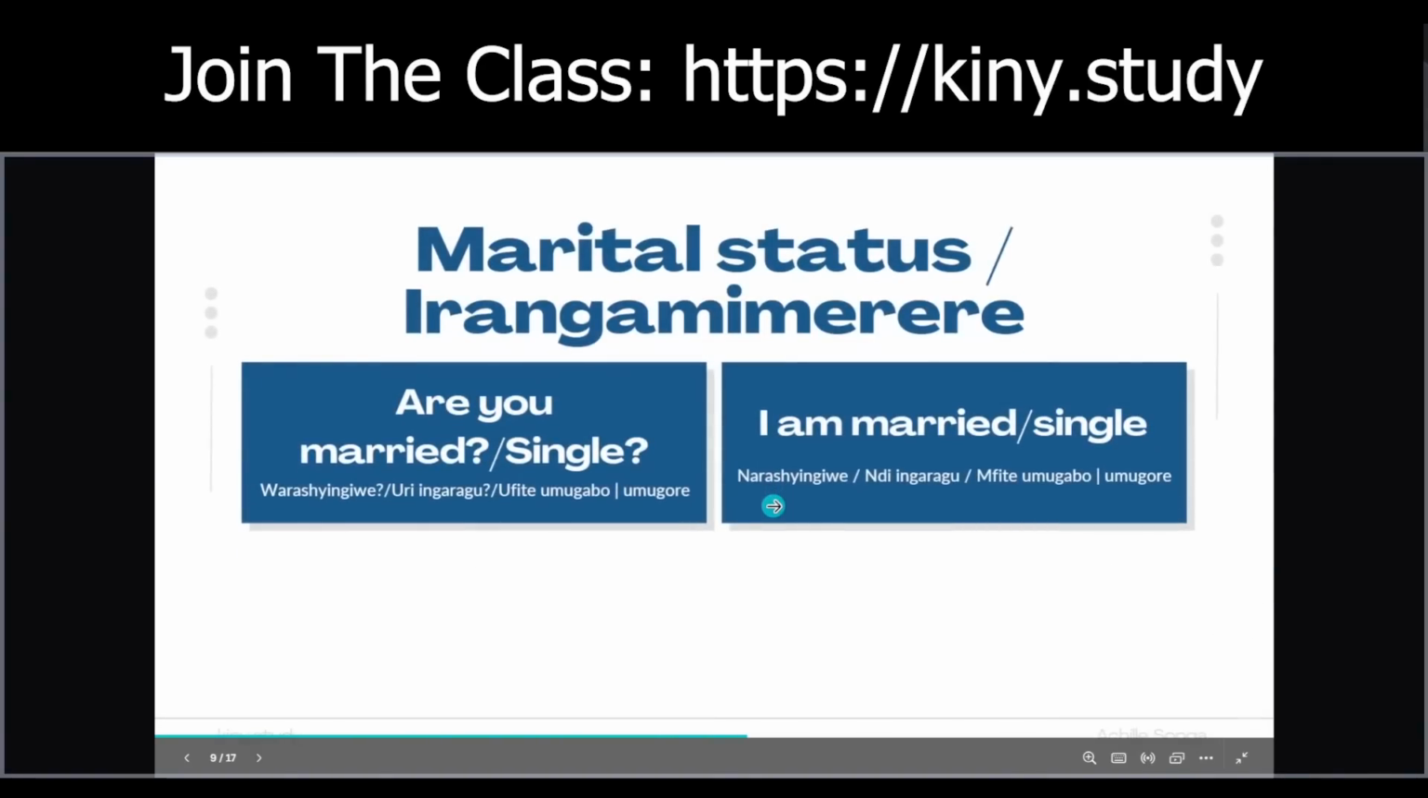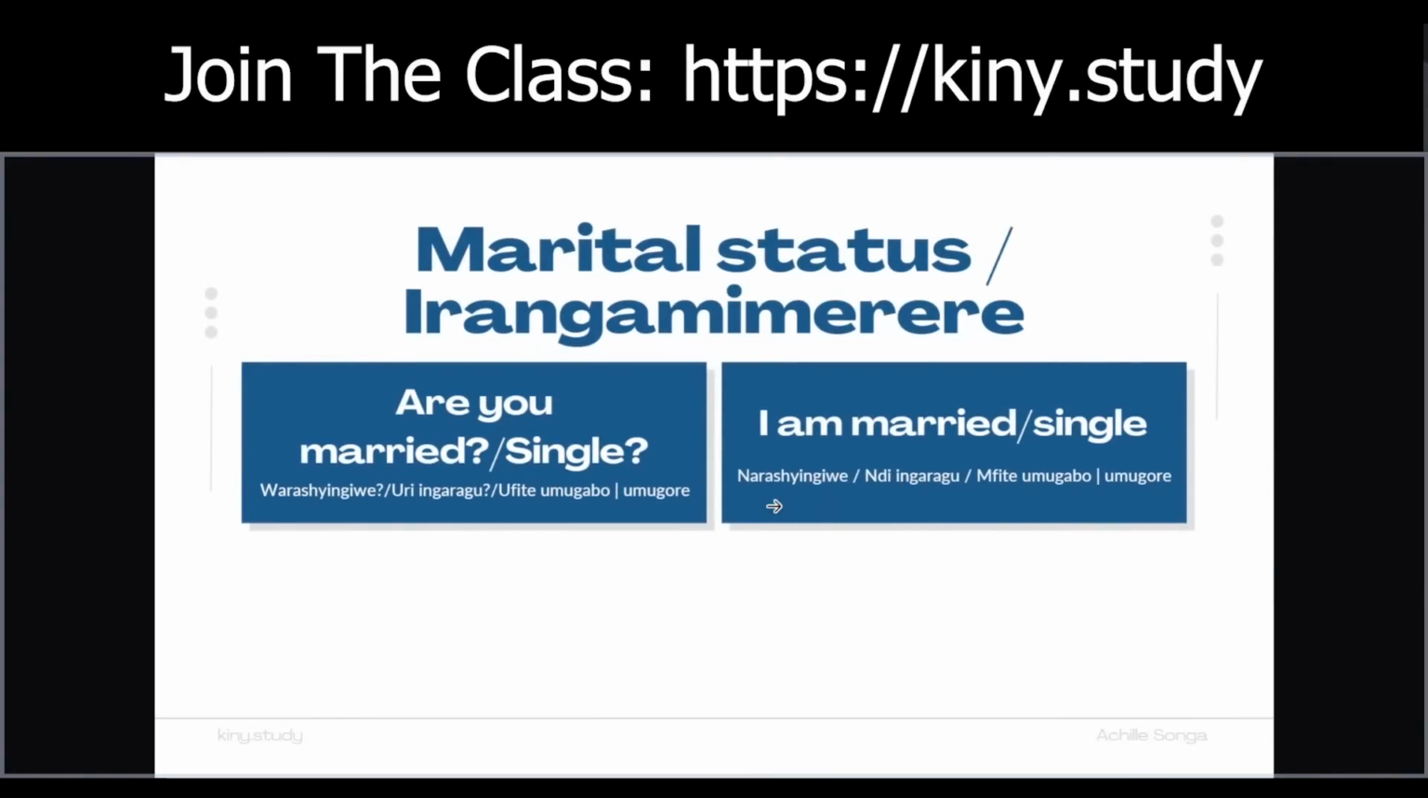So they will ask, are you single? Or uri ingaragu. Uri ingaragu means are you single? Warashyingiwe, are you married? And then they will ask ufite umugabo. This will be asked to a woman, because umugabo is a husband.